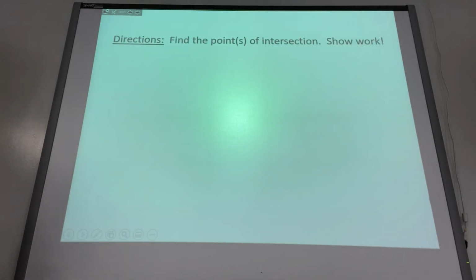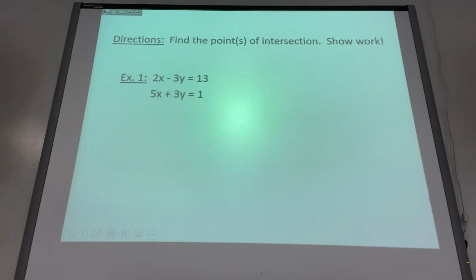But I think there's just one set of directions for the algebraic part, at least. We're going to find the point or points of intersection, and we'll show work for this part. I guess we've got 3 of these, and then one at the end where we'll use our calculators. Okie doke. Find the point or points of intersection. Show work.